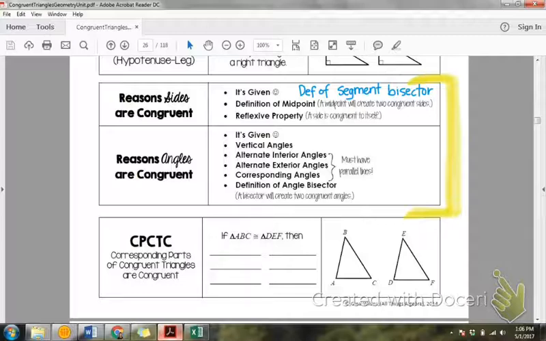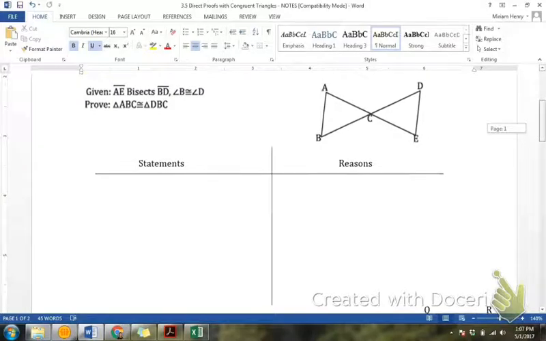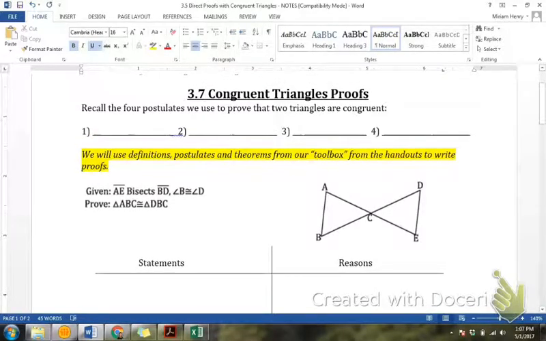All right, so let's look back at page 32. Has anyone ever seen a two-column proof before? My girls from geometry. Their favorite thing ever. All right, so we're going to learn this together. We're going to learn about what this is supposed to look like.